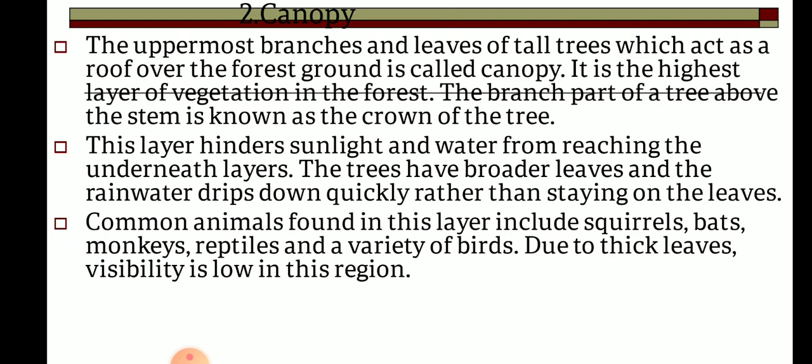This layer, that is the canopy, hinders sunlight and water from reaching the underneath layers. The trees in this layer have broader leaves, and the rainwater drips down quickly rather than staying on the leaves. Common animals found in this layer, that is canopy, include squirrels, bats, monkeys, reptiles, and a variety of birds. Due to thick leaves, visibility is low in this region.